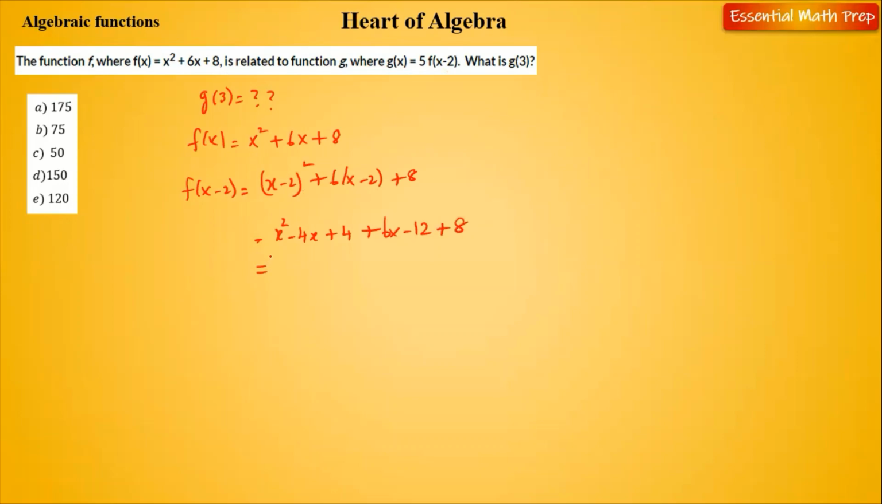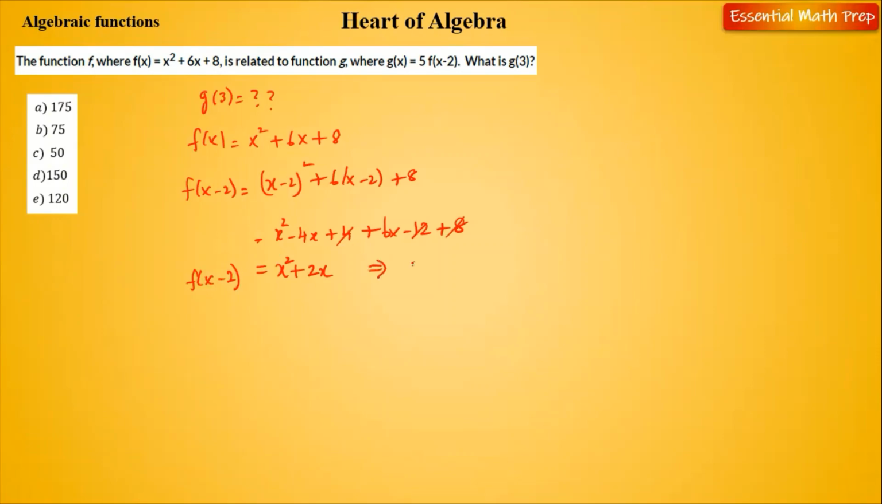Let's collect everything together. So there's nothing to really add or subtract with the x squared. So let's leave it as it is. So x squared plus 2x. You have 4 minus 12 is negative 8. Negative 8 plus 8 is 0. So this whole thing cancels out, which leaves us with f of x minus 2 equals x squared plus 2x.